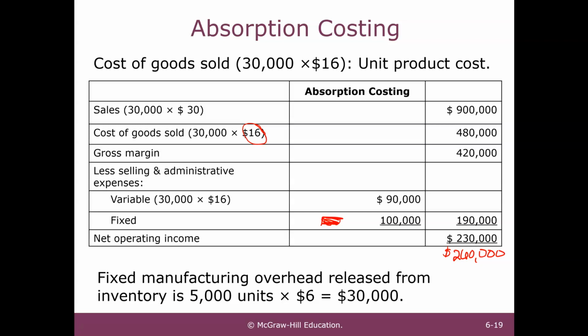When you calculate the absorption costing net operating income, you get $230,000. And that is $30,000 less than variable costing. In year 1, absorption costing was $30,000 more because it had costs still sitting in inventory not expensed out yet. Now in year 2, those units have been sold. So their net operating income will be $30,000 less. Variable costing will be more because they already expensed out that amount the year before.